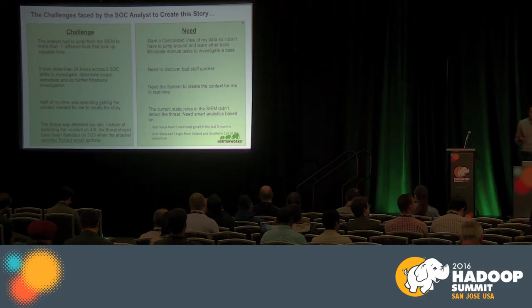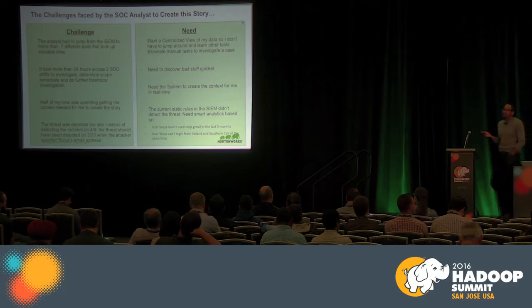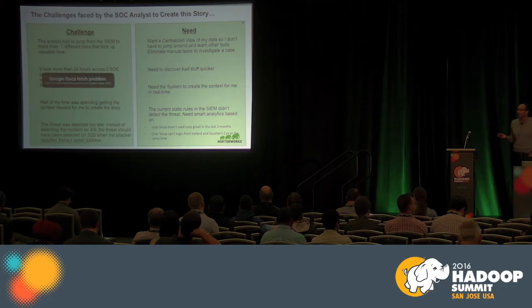You need to be able to discover the bad stuff quicker. You want the system in real time to be able to create that context for you. As the event is coming in, can I apply threat intel to it? Can I map that user ID with AD information, right? Can I map that IP with the asset inventory system? So context is absolutely important. And most importantly, analytics, right? Instead of a typical rule-based approach, can we do advanced analytics using machine learning algorithms or NLP or whatnot to be able to identify threats?